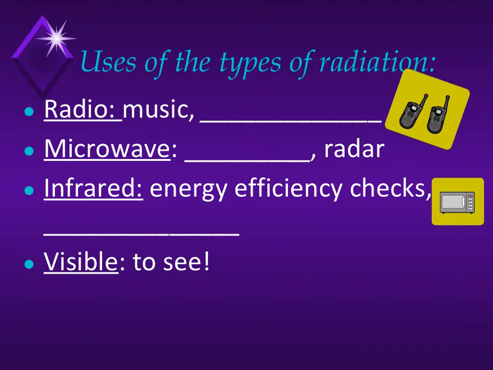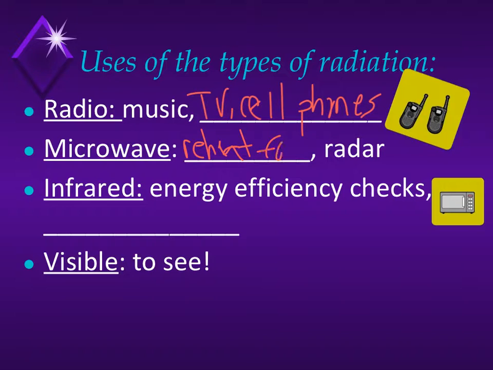Okay, so what about the uses of these types of radiation? Radio waves we've been using for years, for music, communication. We also use it for TV, for cell phones. Okay, the microwave, probably the best invention ever, is obviously used to reheat food. Okay, and it's also used for radar. The way it reheats our food is it causes the water molecules to vibrate very fast, and that causes your food to warm up.